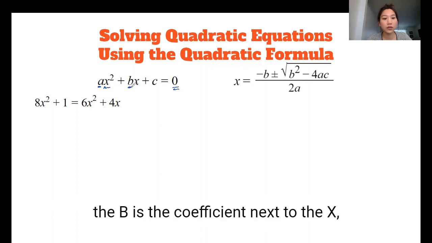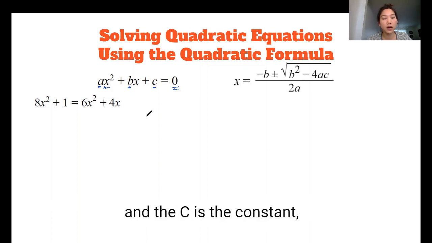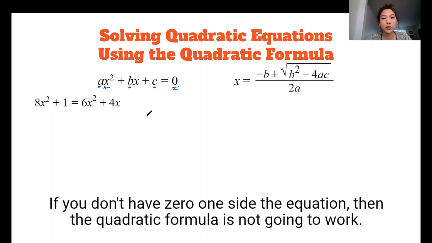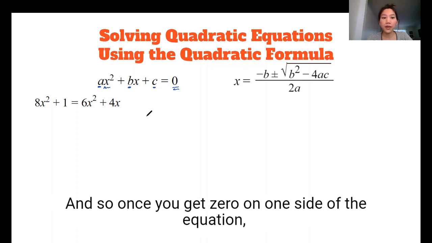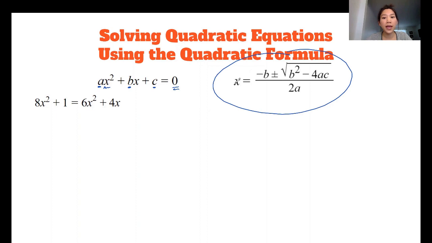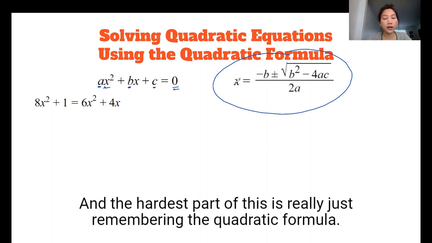The b is the coefficient next to the x, and the c is the constant. But again, only after you have 0 on one side of the equation first. If you don't have 0 on one side of the equation, then the quadratic formula is not going to work. Once you get 0 on one side of the equation, all you have to do is plug it into the quadratic formula here. And the hardest part of this is really just remembering the quadratic formula.